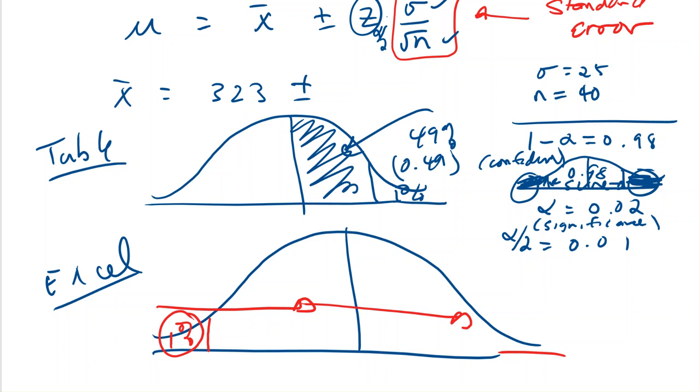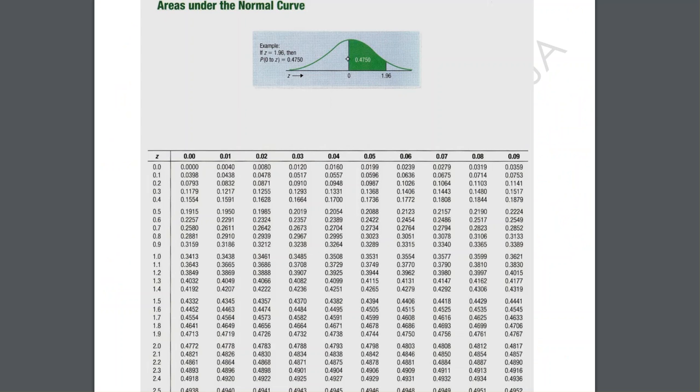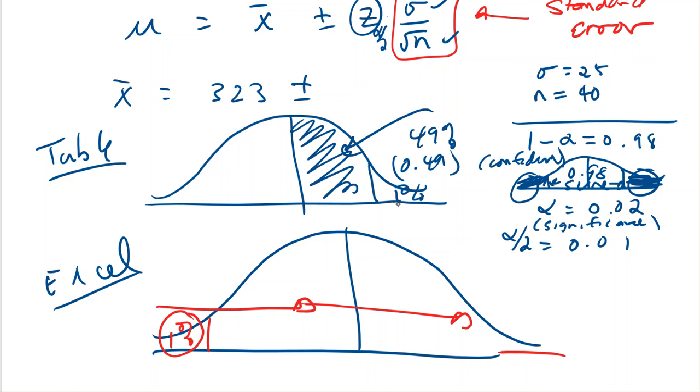Let's do both. Let's go back to the table. Again, I look up the green part, which in our case will be 49%. The closest I can come to 49% is down here somewhere, right there, 0.4901, which is 2.3. Go left, it's 2.3, and go up, it's 2.33. So I know that Z is positive 2.33.